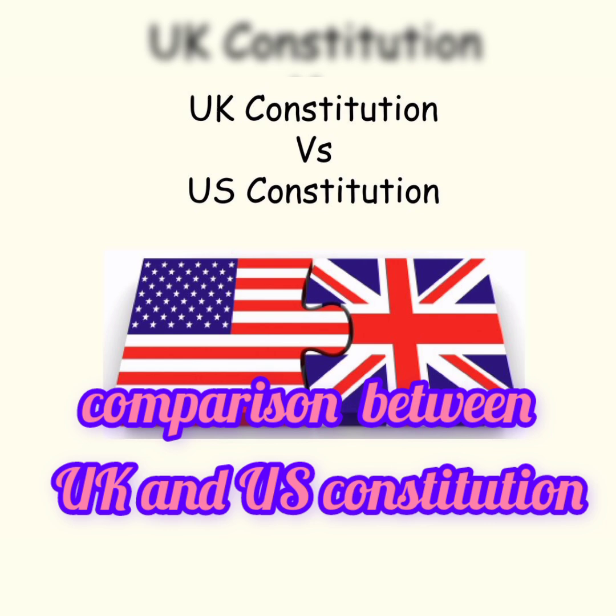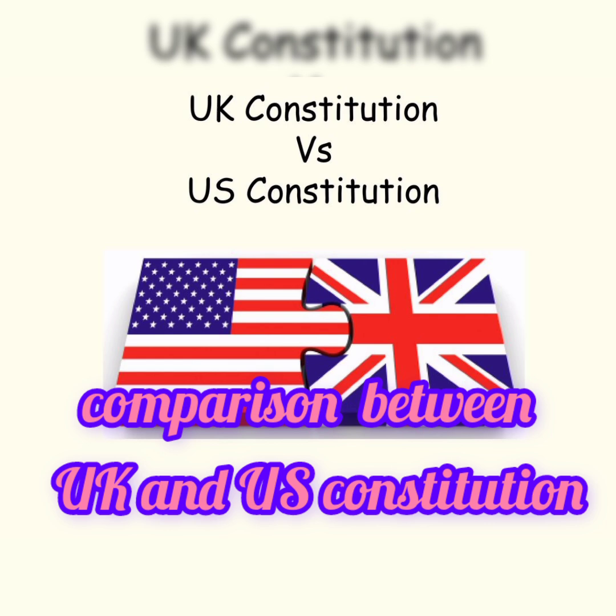5. Judicial review. The U.S. Constitution explicitly grants the power of judicial review to the courts, allowing them to determine the constitutionality of laws and government actions. In the UK, there is no equivalent power of judicial review. However, the courts can interpret laws and scrutinize government actions for compliance with existing statutes and common law principles.